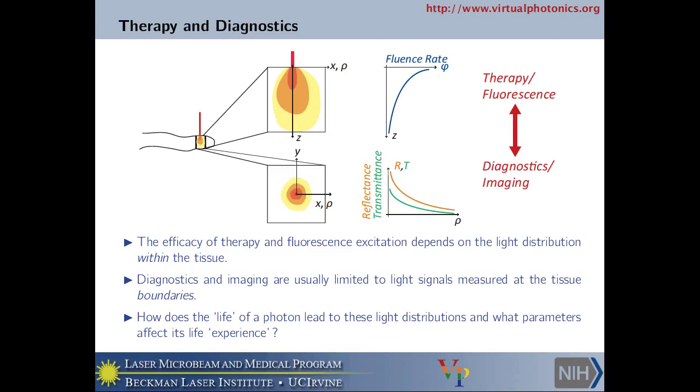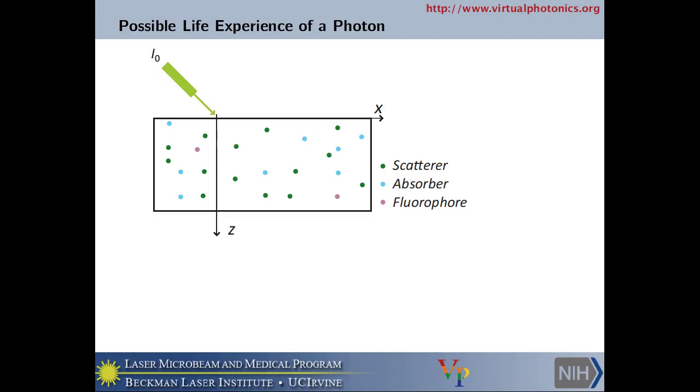Based on the fundamental interactions, okay? And it's all based on the experience, the trajectory of a photon or multiple photons that give rise to this collective light distribution. So very simply, if you have photons traveling within a tissue, what are the various outcomes for these photons? Okay, well, if you have refractive index mismatch, of course you can have specular reflection at the surface.